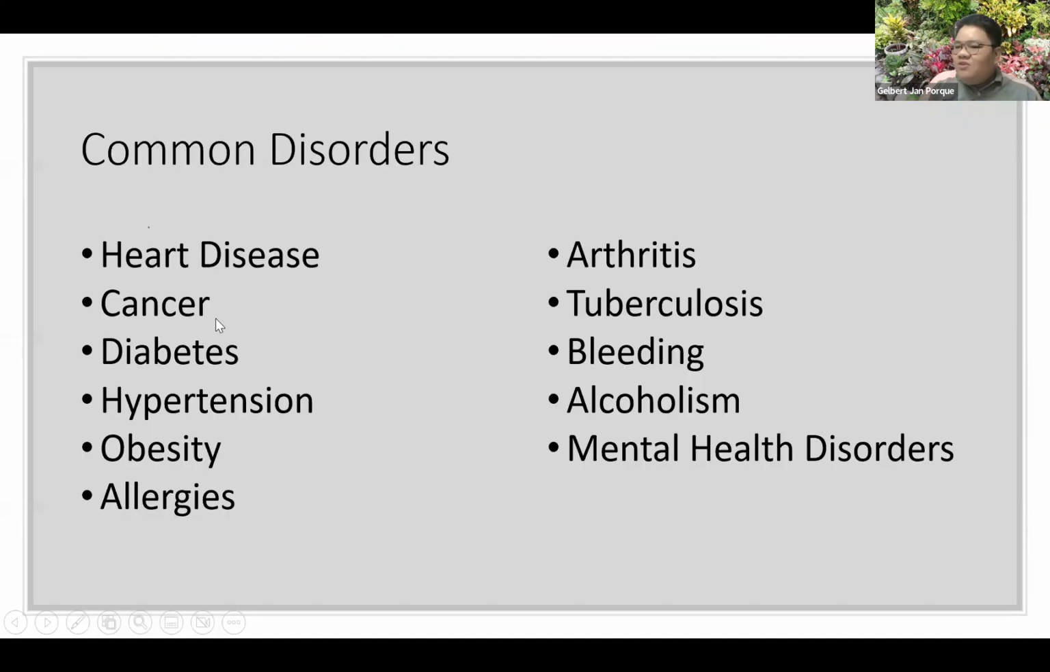Okay? Now, if you would look at this, these are the common disorders also. Heart disease, cancer, diabetes, hypertension, obesity class is common, allergies, arthritis you've mentioned, tuberculosis. I mentioned that it's not really genetic. However, class, it has the tendency to spread across family members. Now, bleeding. How about naman bleeding? Give me a common bleeding disorder class that runs in the family, especially royal family. I don't know if you've heard of some princess or some queen having this bleeding disorder. What bleeding disorder po runs in the family?